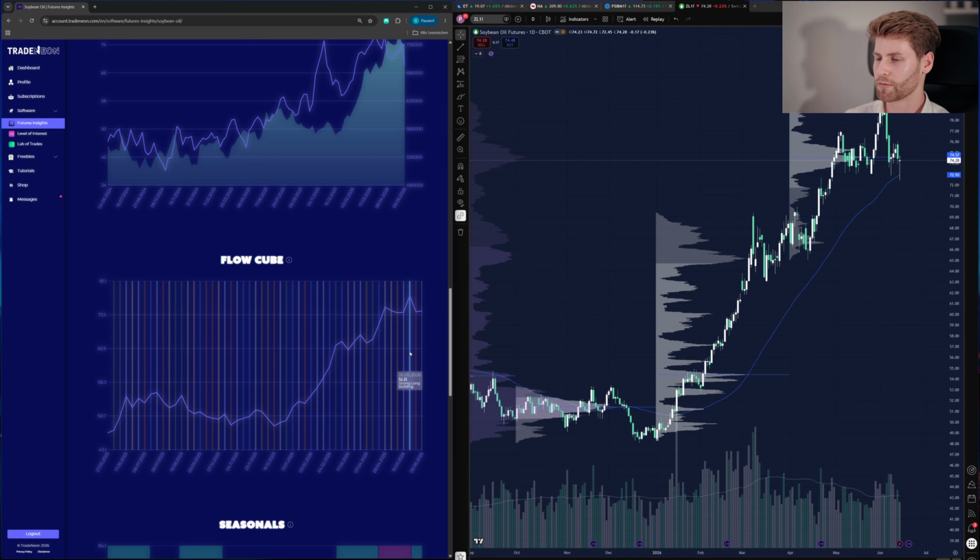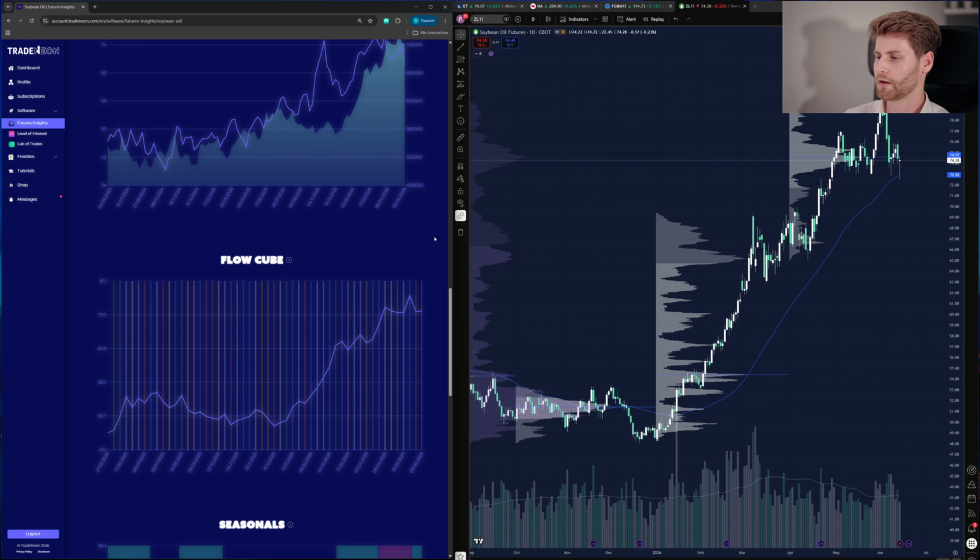So the same, but for long positions. Week before we had a weak long building. Week before we had a strong long liquidation, which means that long positions were being closed. Week before we had a weak long liquidation, so not too much information we can gain from the flow cube currently.